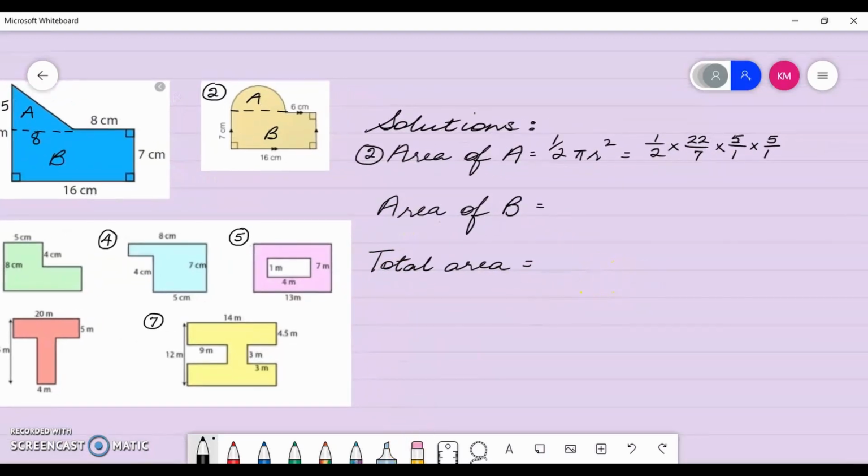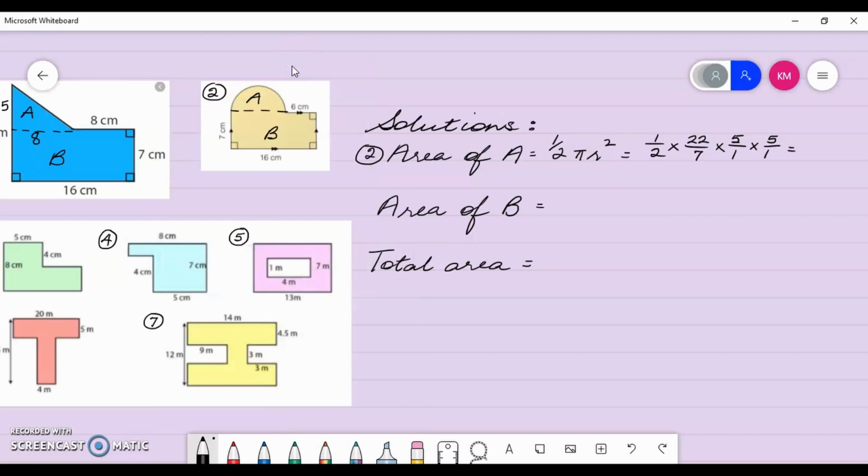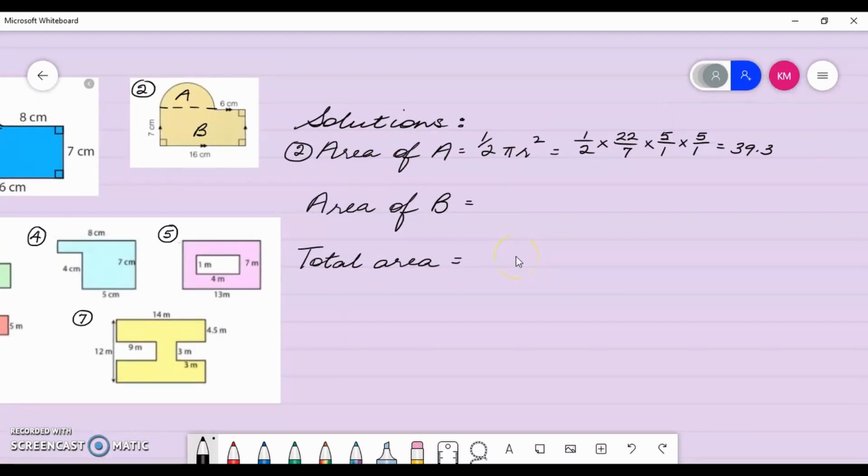Now, let's pull up my calculator. I'm going to get 22 multiplied by 5 multiplied by 5. That is 550. And I'm going to divide that by 7 by 2 is 14. It needs to be divided by 14. So I get 39.3. So I can put here 39.3. And remember, the units is centimeters squared.